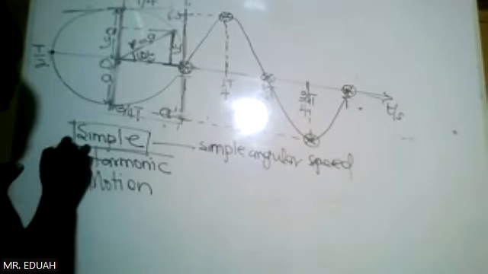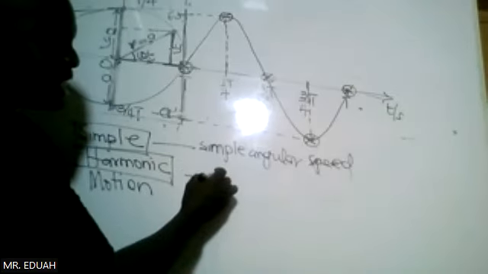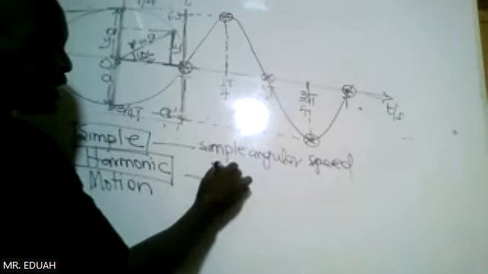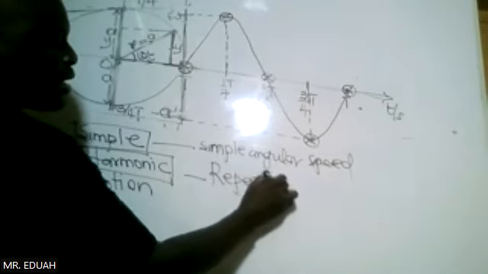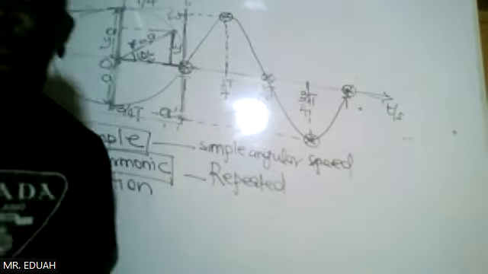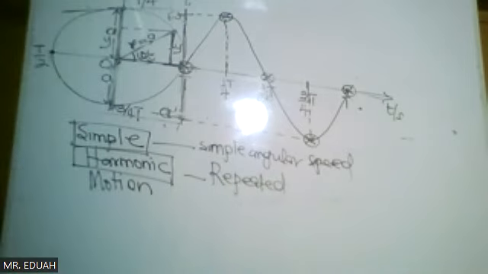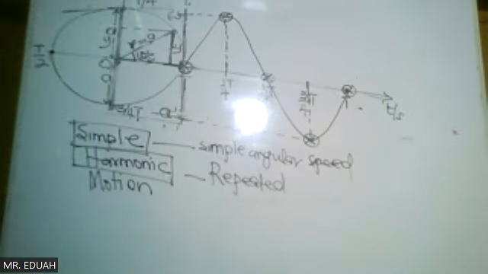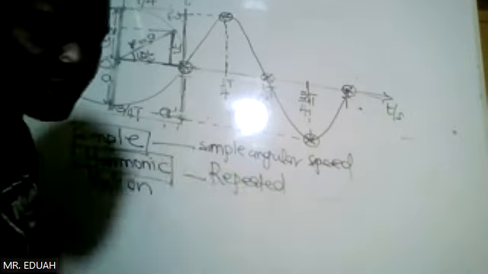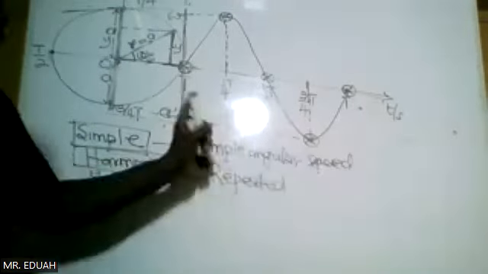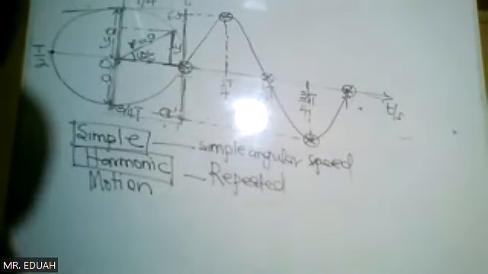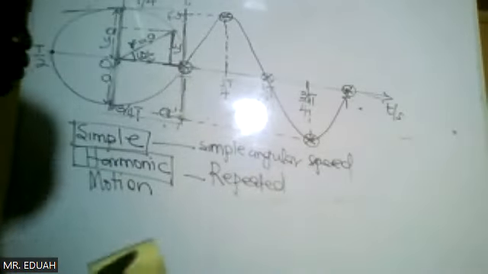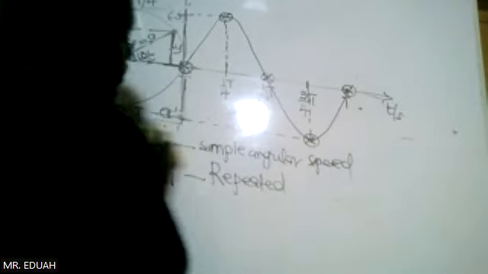The word harmonic in physics means repetitive or repeated. A harmonic function is a function that repeats. Sine functions and cosine functions we call harmonic functions because they repeat. Now, what we've drawn is for one cycle. Assuming we want to do it over two cycles, see what happens.